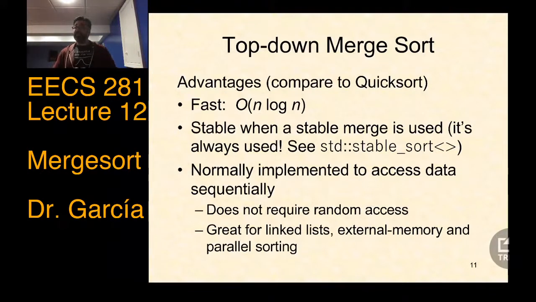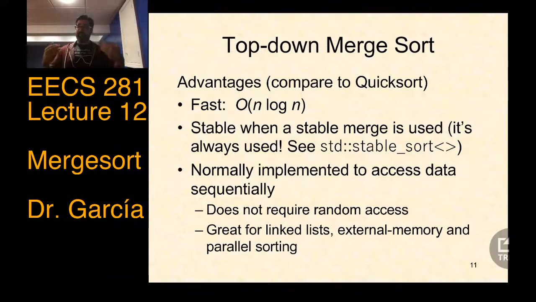It is normally implemented to access data sequentially. This is the same example that I alluded to earlier, which is, say that you have to sort terabytes of data. That's a good use case for merge sort.